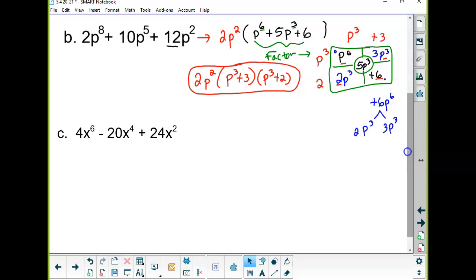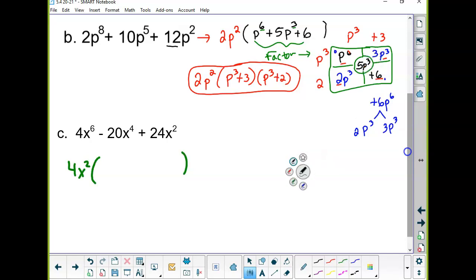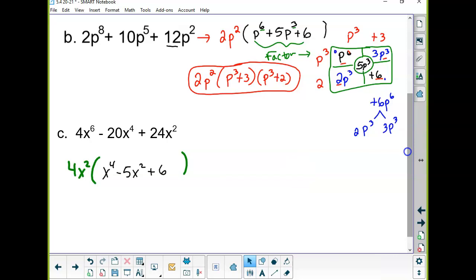4 and x squared. Notice that x squared. That's really important. So if you can pull out a 4x squared, what's left over is an x to the 4th, a negative 5x squared, and a plus 6. So now, I want you to look at what's left over in the parentheses, and can you break that down, kind of like we just did with the box and the circle in part B. We'll see how far you can go.